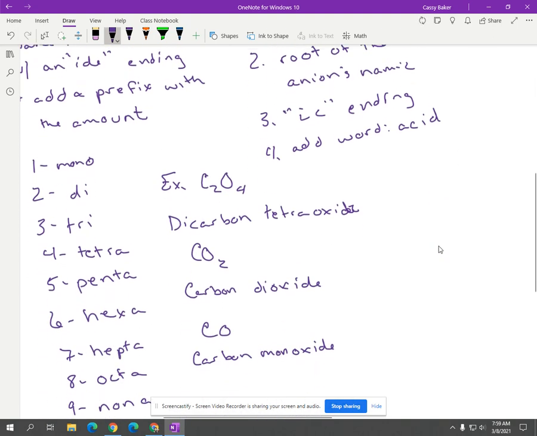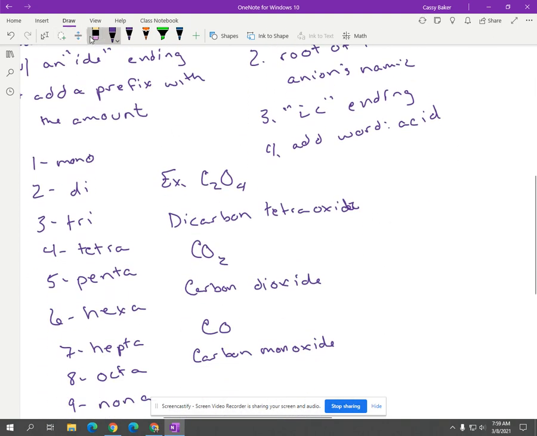Now, I like to do these with just using an example. So let me get rid of this so it's out of my way a little bit, okay? So here's my example that we're going to use. We're going to use the one we put at the top, HCl.